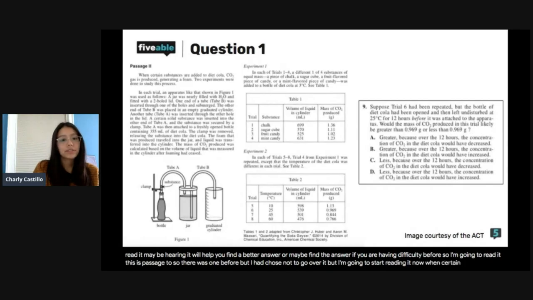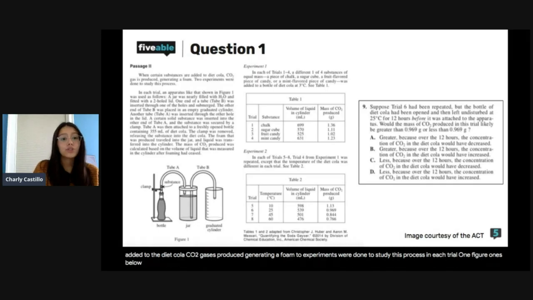When certain substances are added to Diet Cola, CO2 gas is produced, generating a foam. 2 experiments were done to study this process. In each trial, an apparatus, like that shown in Figure 1 below, was used as follows.